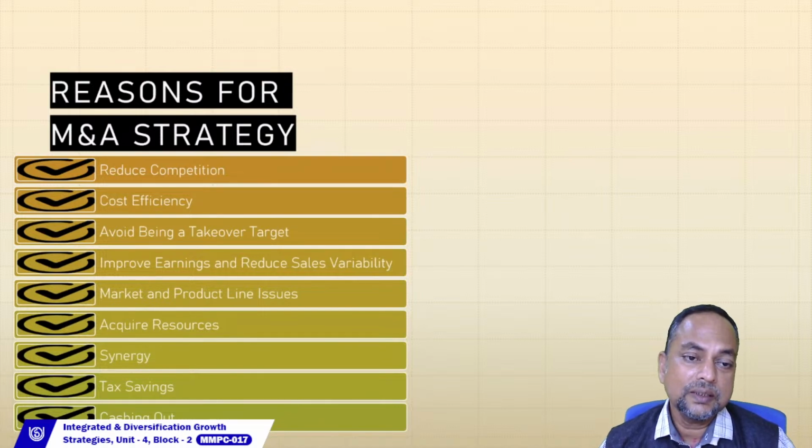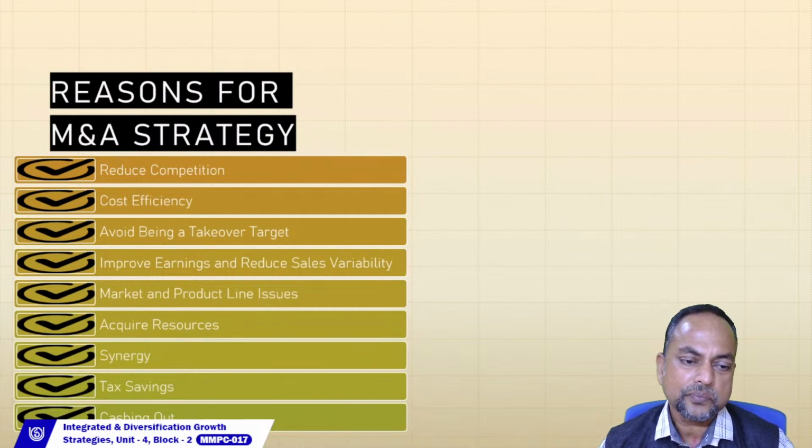We're talking of improving earnings of the organization, reducing the sales variability altogether, right? Most of the time, when we talk of this, it's market and product line issues itself. When I'm a steady player in a particular market and I observe that other players, maybe the bigger players, would like to enter the market where I'm operating, right? At that particular point of time, I can think of getting a merger, right? So that I have my own existence itself.